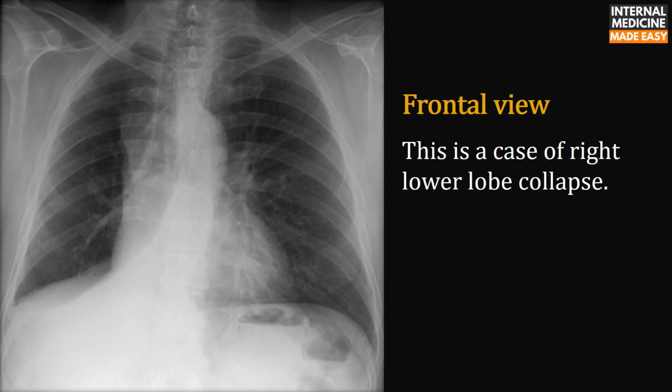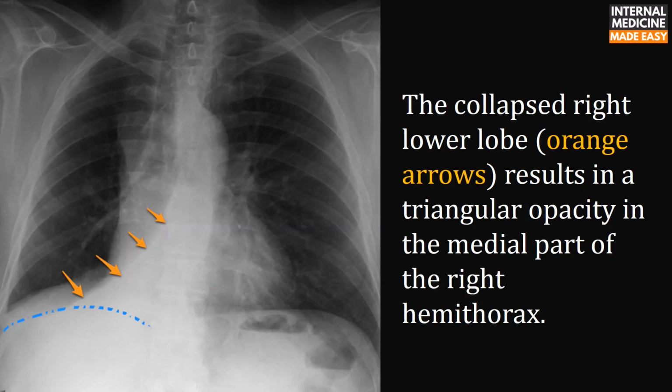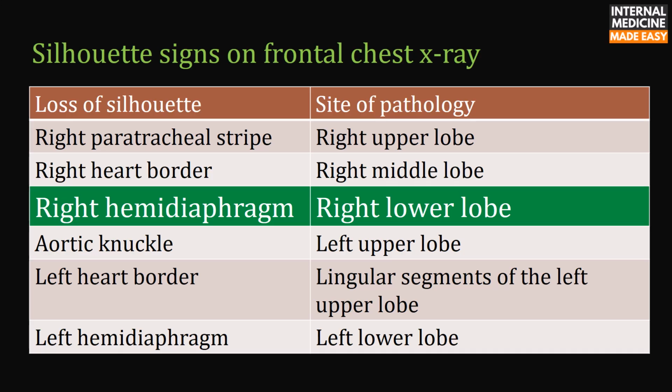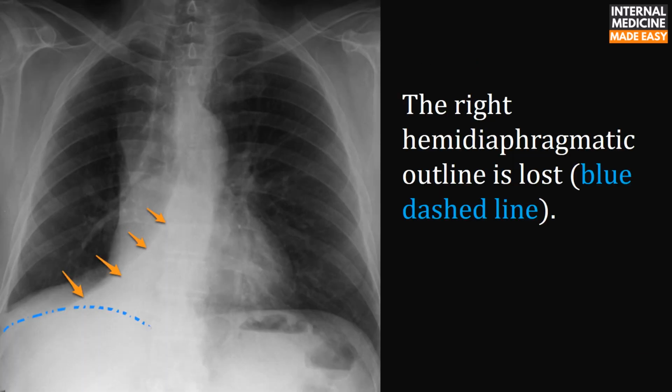This is a case of right lower lobe collapse. The collapsed right lower lobe, which is shown in orange arrows, results in a triangular opacity in the medial part of the right hemithorax. We know that loss of the right hemidiaphragm silhouette indicates right lower lobe pathology. The right hemidiaphragmatic outline is lost, so the pathology should be in the right lower lobe.